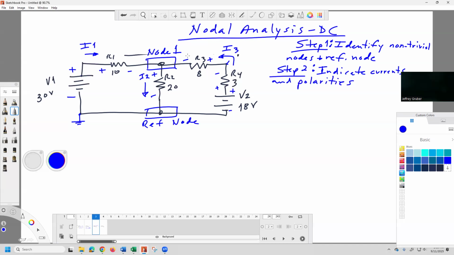You'll see later that if you flip the signs around or if you draw the arrows differently, it'll still come out right. And I'll show you why. So that was step 2. Step 3.